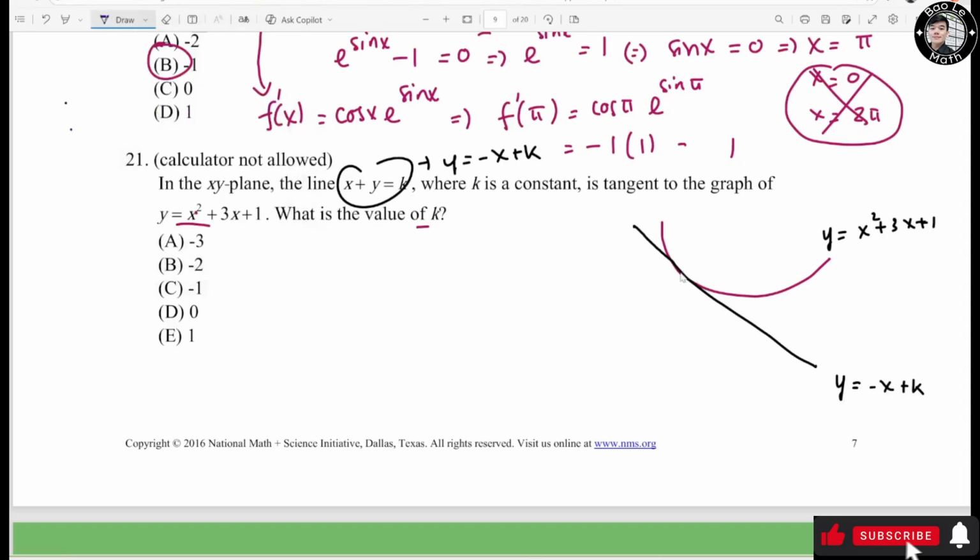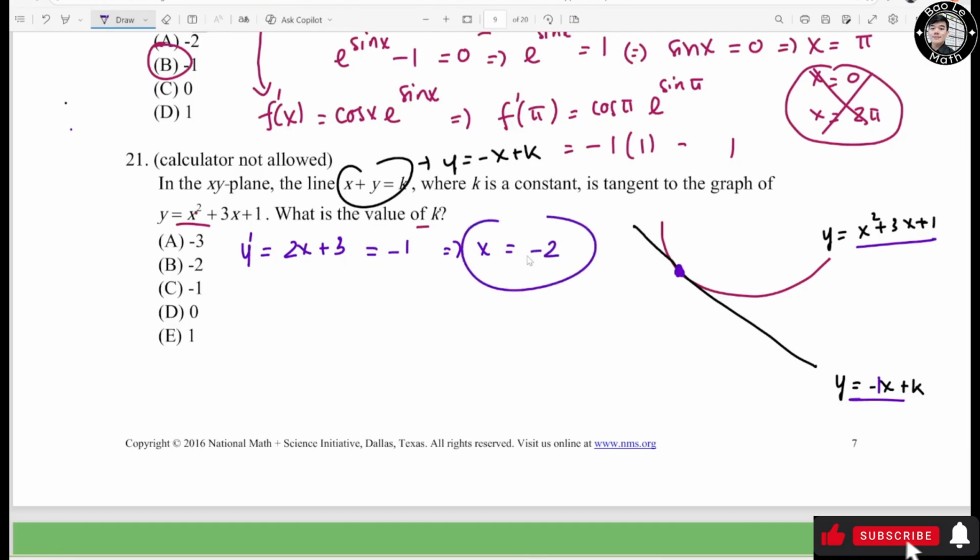Now remember that the tangent point right here is the point on the graph y equals negative s plus k and the parabola right here. So the slope of the tangent line of this one should be the slope of this guy. So we need to take the derivative: y prime equals 2s plus 3. And this actually equals negative 1. Equals negative 1, and you solve for s, so s equals negative 2.